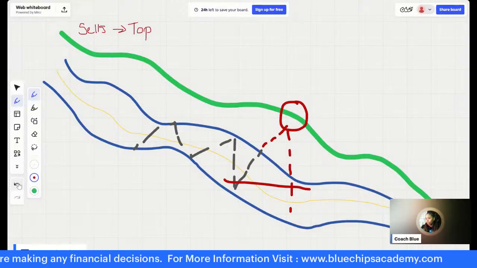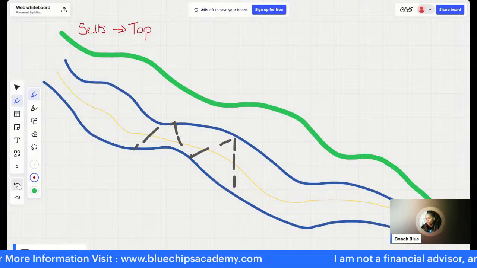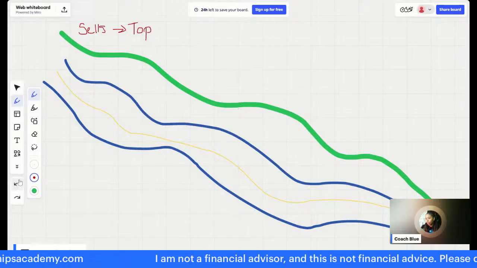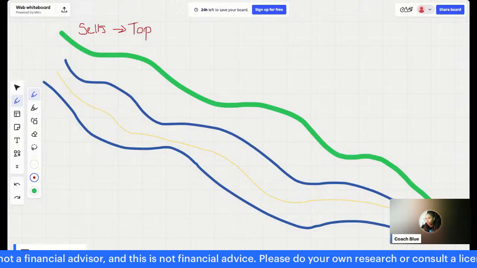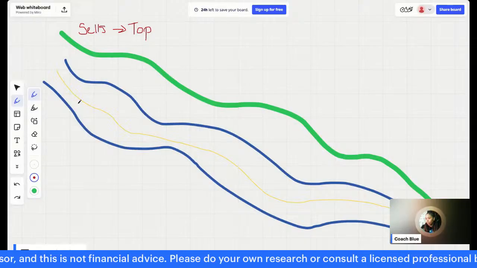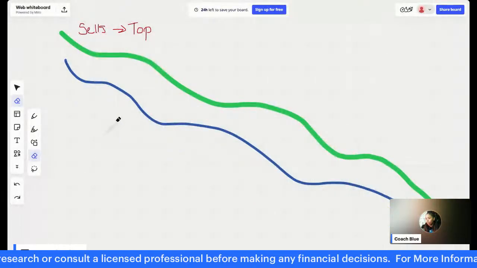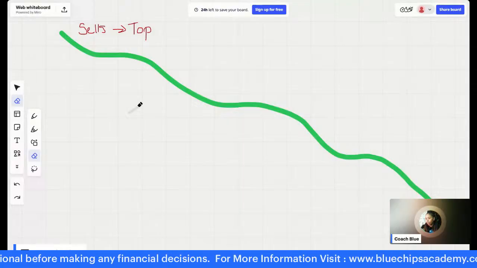We want the sells at the top of the Keltner, and we want the buys at the bottom of the Keltner. It's very important that it comes outside of the channel. All right. Because that means we're probably, in most instances, overbought or oversold. All right. So buy at the top. I'm sorry, buys at the bottom.